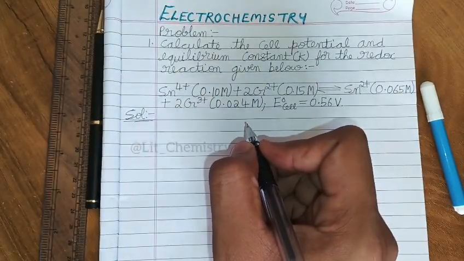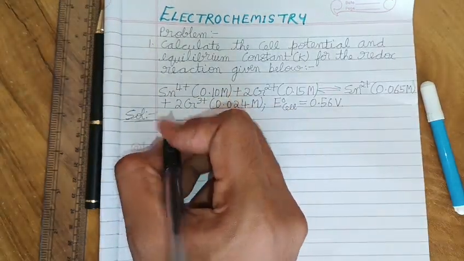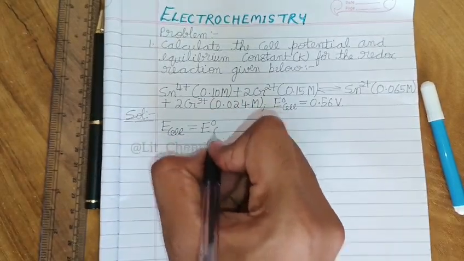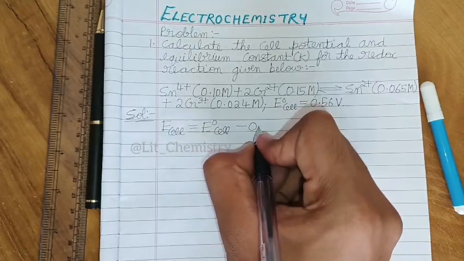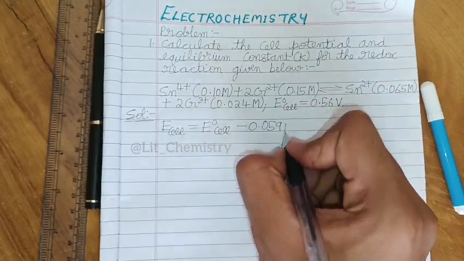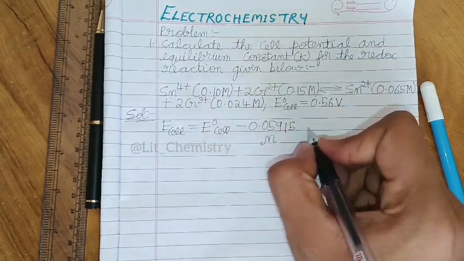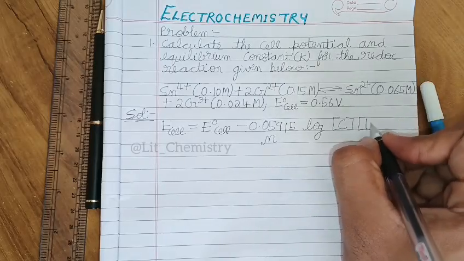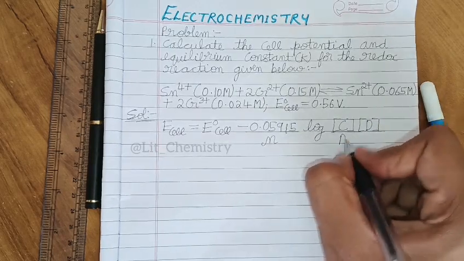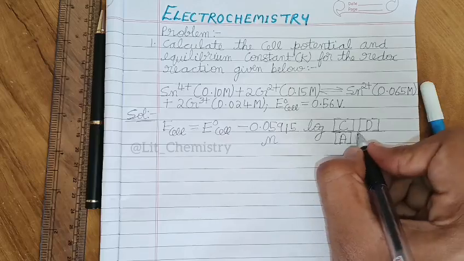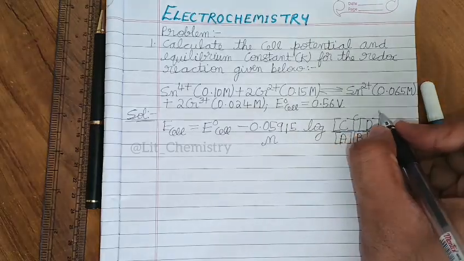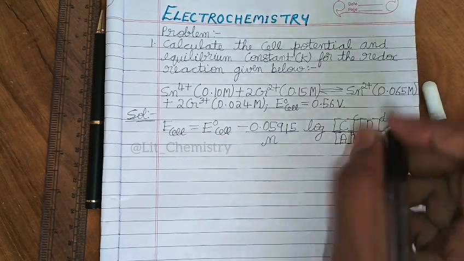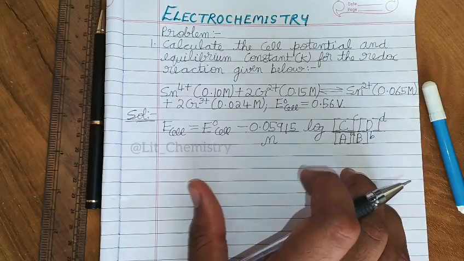So first we are going to write the Nernst equation formula, that is E cell is equal to E naught cell minus 0.05915 divided by n, log C D divided by A and B. So this is the Nernst equation formula that we have.